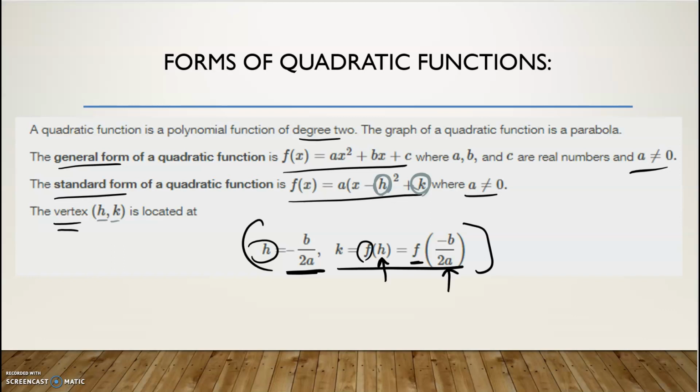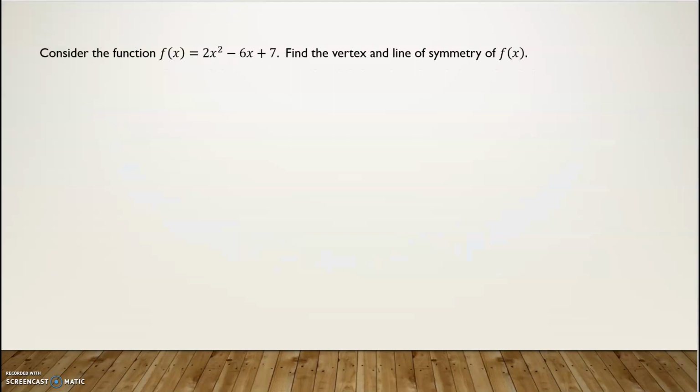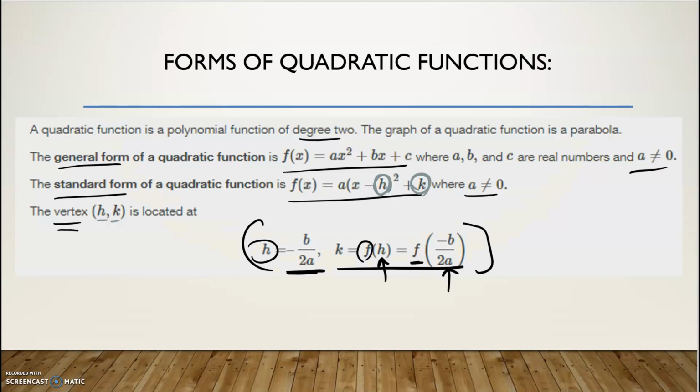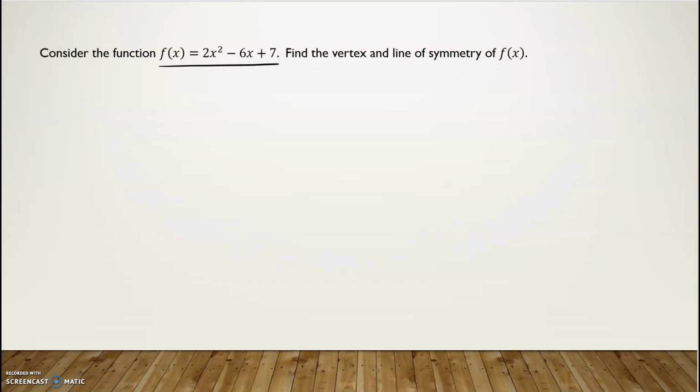So let's look at this question here. Consider the function f of x is equal to 2x squared minus 6x plus 7. Find the vertex and the line of symmetry of f of x. Okay, so we notice that it's in general form, so I have to use these functions right here. So h, well, let's go ahead and find a, b, and c first. A value is 2, b value is negative 6, and c value, even though we don't need it, we'll go ahead and find it. It's 7.